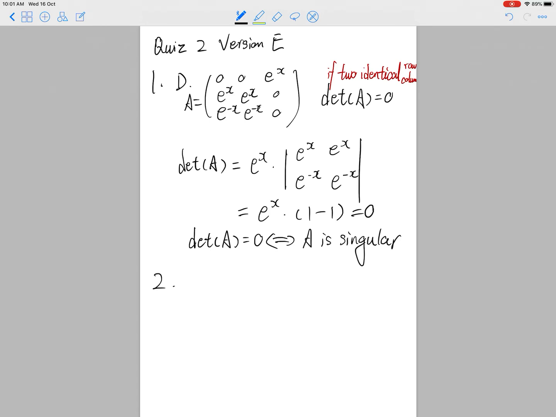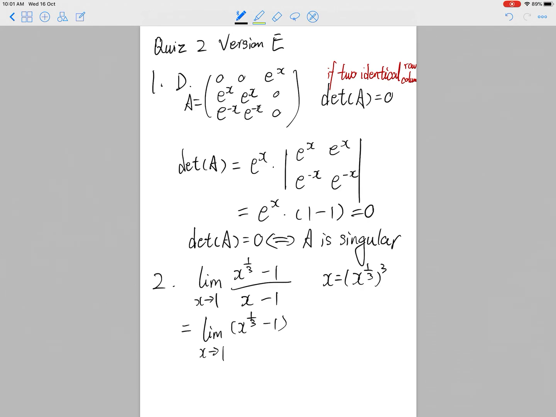Part B. So what is x? First, when x is approaching 1, this is 1, this is 1, so it's 0 over 0. Right. Then x is x^(1/3), so this is 1 to the power of 3.